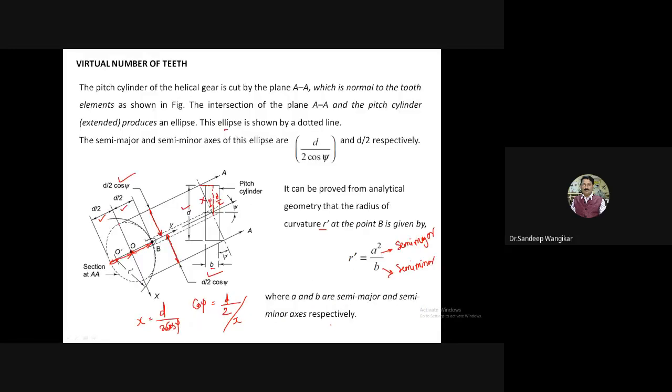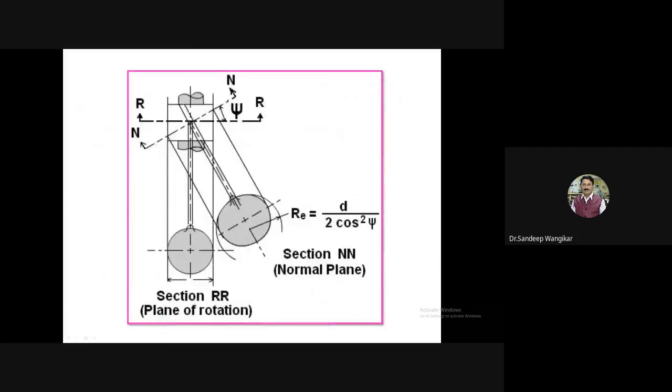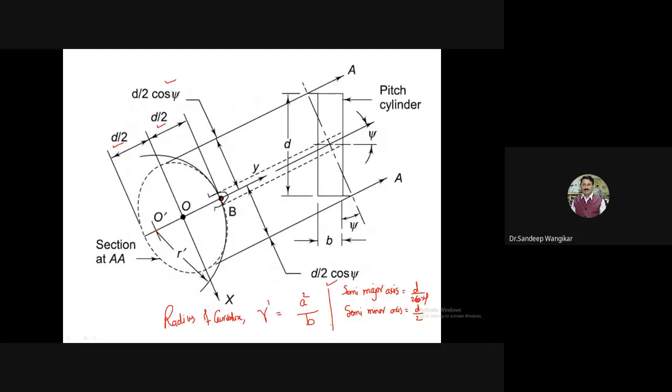I will give you 5 minutes, then we will proceed for the further things of writing. Okay, so this diagram you draw and give the heading virtual number of teeth. So here I will give only the heading. This is somewhat magnified, therefore I am asking you to draw this diagram. Virtual number of teeth. Virtual means imaginary, for helical gears. Okay, so I will give you 5 minutes for drawing.